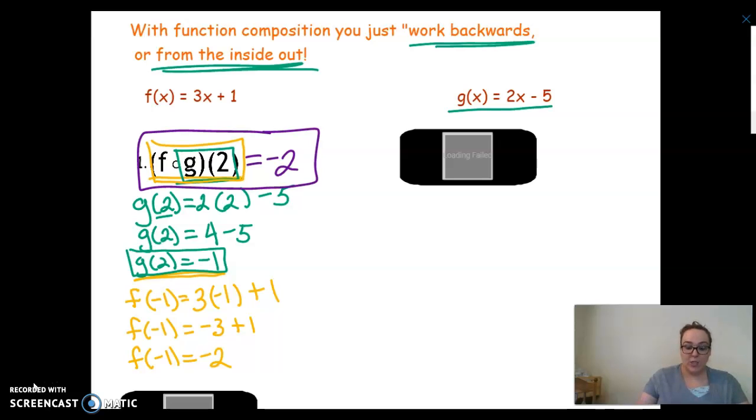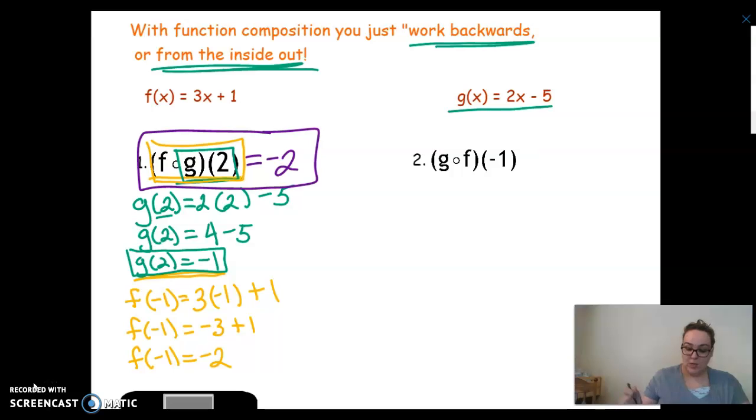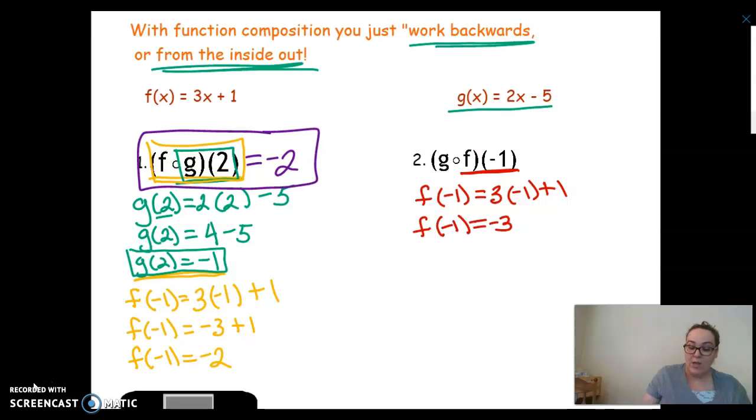So a similar type question here. g of f of negative 1. So again, I'm going to use colors here to help you out and keep things organized. If I start on the inside, it says do f of negative 1. Well, lucky us, we already did that on the last question. f of negative 1: 3 times negative 1 plus 1. So f of negative 1 is negative 3 plus 1. So f of negative 1 is negative 2 again.